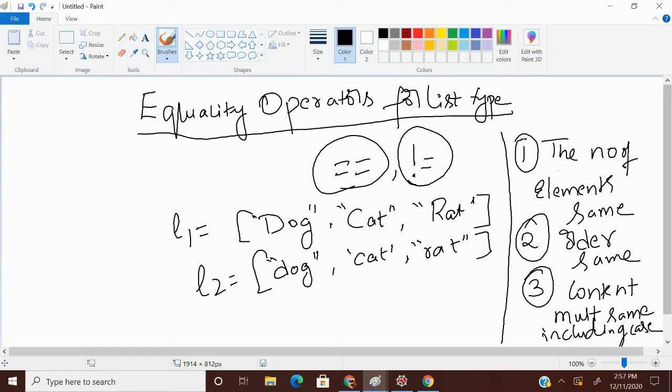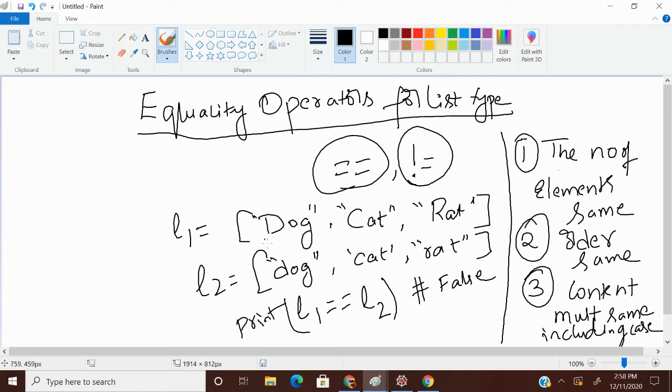Here, I have created two lists. One is of D capital, dog, cat, and rat, and L2 contains d small letter, dog, cat, and rat. So L1 is equals to L2. In this case, we are going to print L1 is equals to L2, and we are going to get false, because the content is not the same.